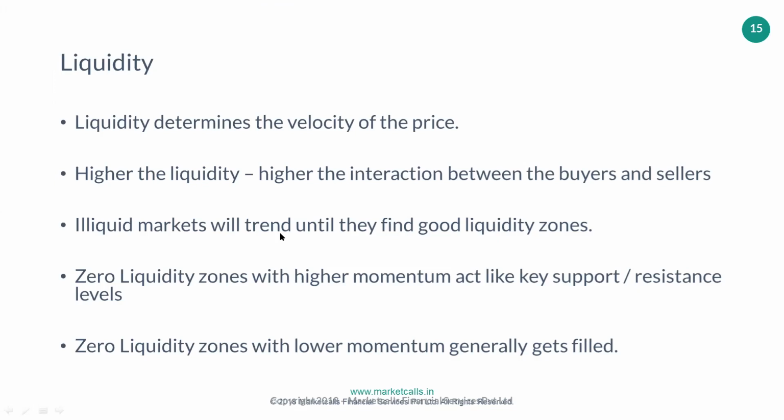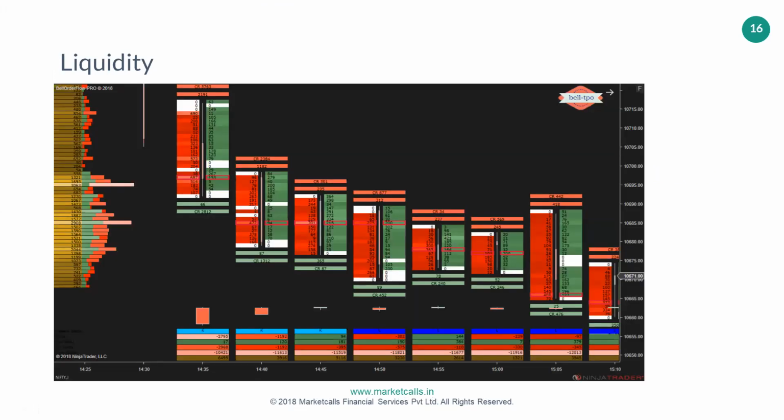And zero liquidity zones with lower momentum generally get filled up, right? So again, we used to draw a key support or resistance line for scalping purposes. Especially, we are seeing stuffed zeros inside an imbalance candle, right? So wherever there is a stacked imbalance and the stacked imbalance is stuffed with zeros, those zones act like key support or resistance levels. So here is one of the examples.